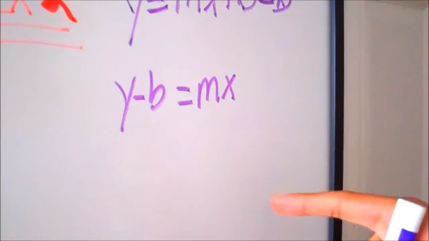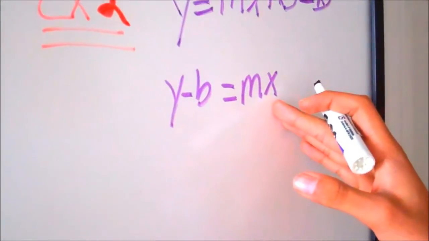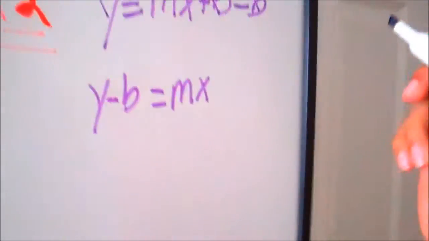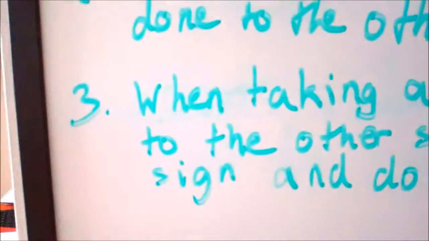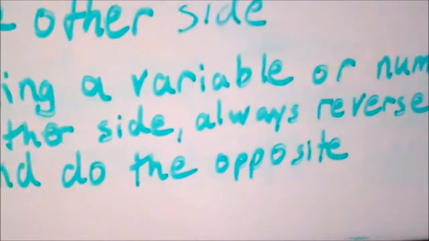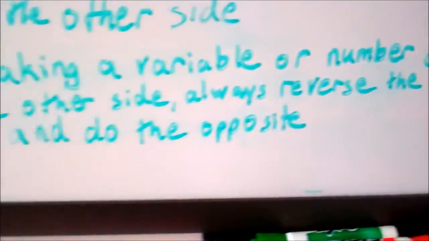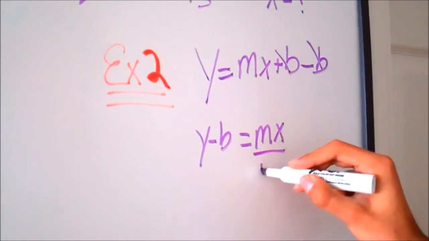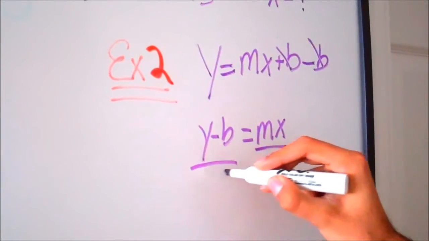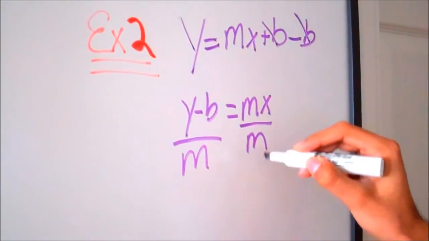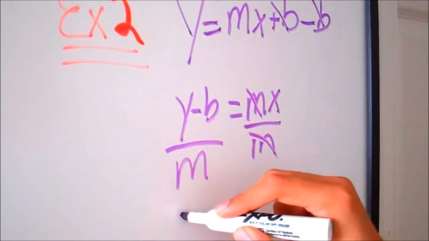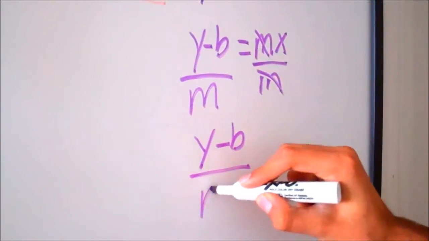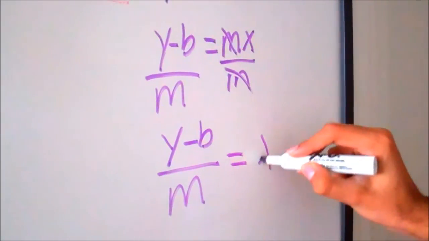Now, with the last step, we will need to isolate m from x, moving m to the left side, joining y minus b. In order to do so, we will need to take m and divide it from the right side, and also do the same with the left side. So, mx over m equals y minus b over m. The m's will cancel out, and therefore your equation will be y minus b over m equals x.